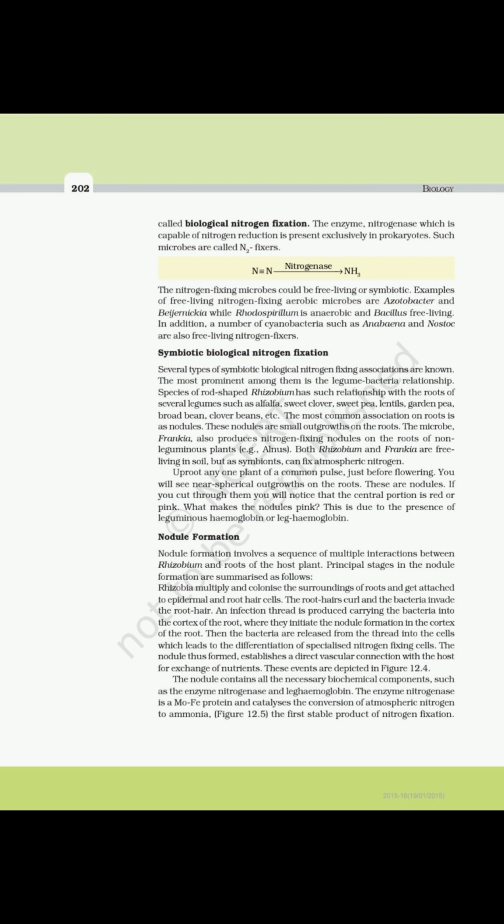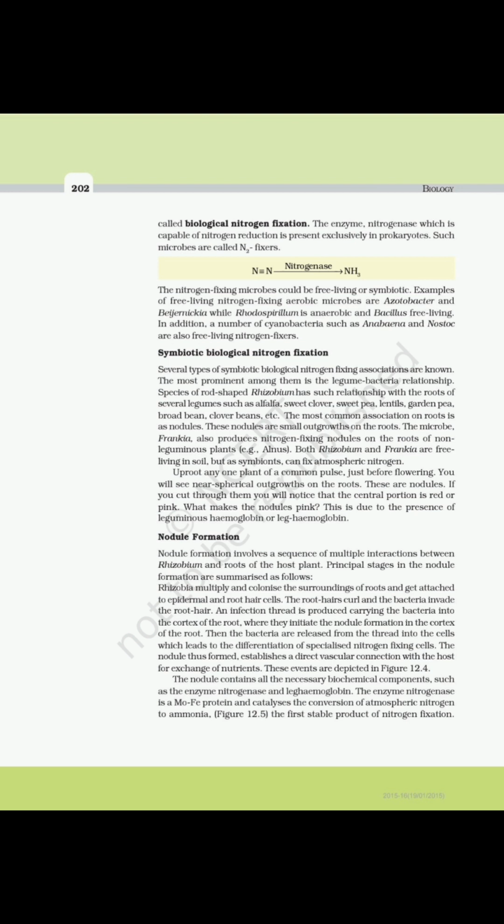The microbe Frankia also produces nitrogen-fixing nodules on the roots of non-leguminous plants, e.g., Alnus. Both Rhizobium and Frankia are free-living in soil, but as symbionts can fix atmospheric nitrogen. Uproot any one plant of a common pulse just before flowering. You will see near spherical outgrowths on the roots. These are nodules. If you cut through them, you will notice that the central portion is red or pink. What makes the nodules pink? This is due to the presence of leguminous hemoglobin or leghaemoglobin.